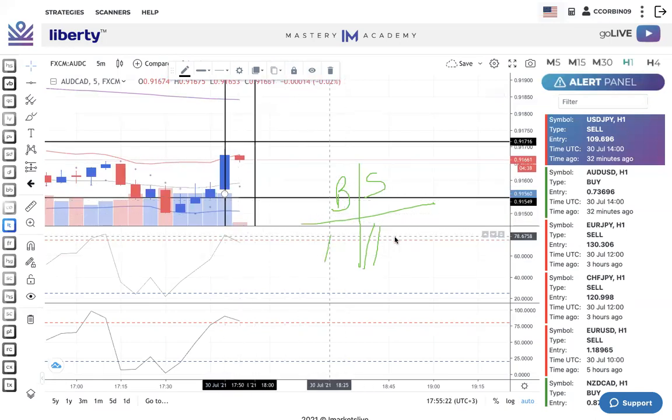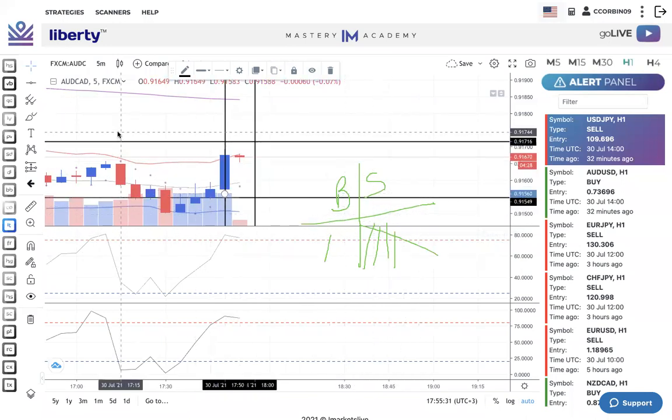What color is the volume bar? The volume bar is red. Is this line facing up or down? Down. Is this line facing up or down? Down, right? So we have sells. We have more confirmations for a sell.